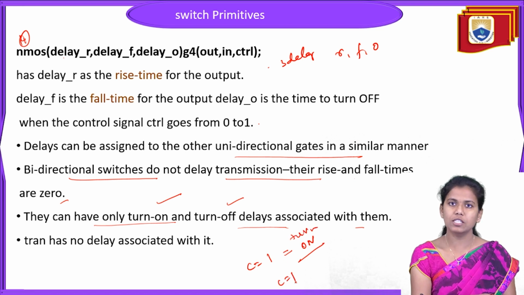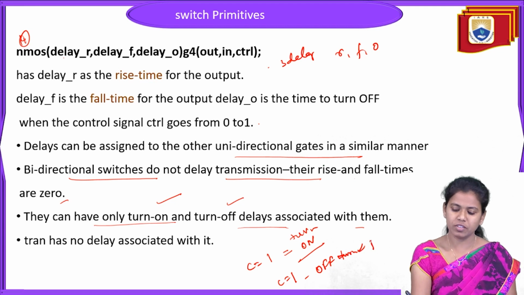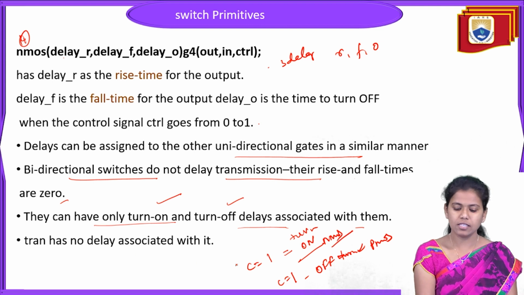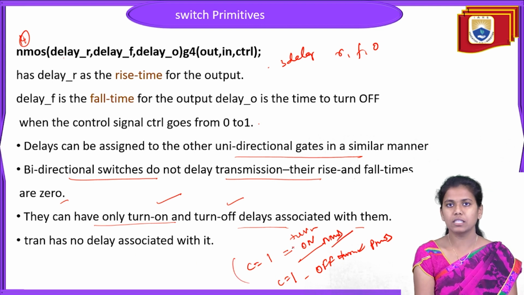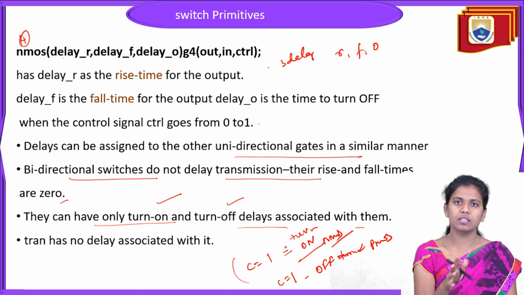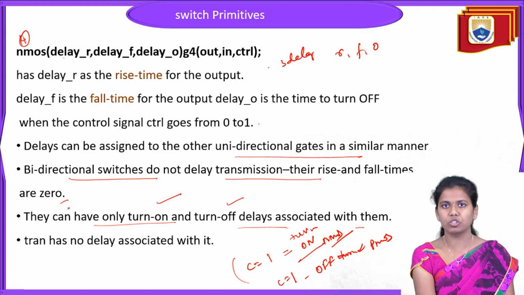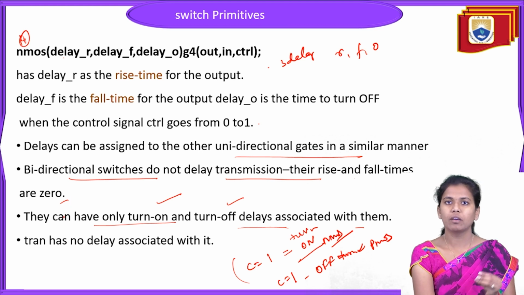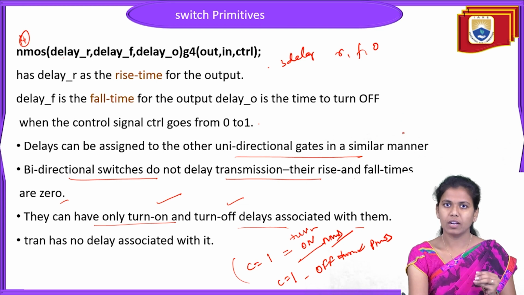And when the control signal is 1 in the PMOS transistor, it will go to the off state. So this is nothing but the turn off condition. This is with respect to the PMOS and this is with respect to the NMOS. As these are the bidirectional gates, we can only see 2 states, either turn on, turn off, or else turn off, turn on. Whereas when it comes to the unidirectional gates or switches, we can see the delays with respect to the rise time, fall time, and as well as the turn off time.